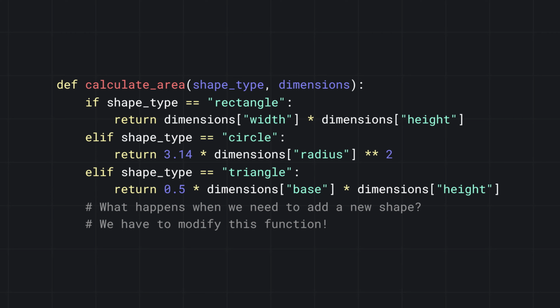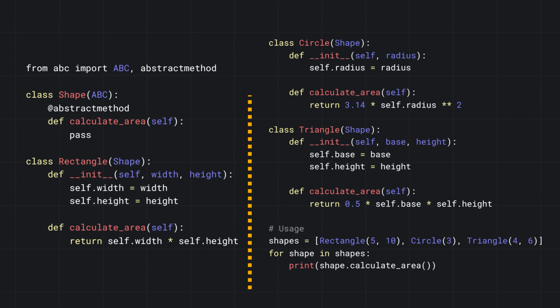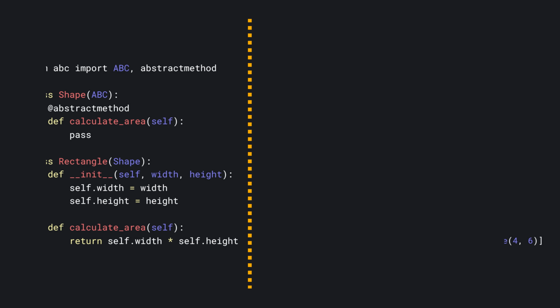Here's the SOLID approach using the Open Closed Principle. Beautiful. Want to add a new shape? Just create a new class that inherits from Shape. No existing code needs to change. You have extended functionality without modifying existing code. With Single Responsibility and Open Closed under our belt, we are ready for the third principle.